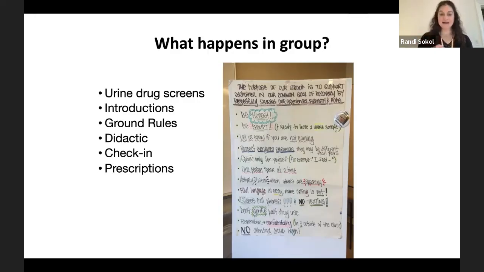So we read our ground rules, then we do some kind of brief didactic, which I'll talk about in a second. But most of our time is spent people going around checking in, and they talk about their week, what's going on. It can be drug related. It doesn't need to be drug related. And we get to know each other, and we support each other. When somebody's going through something that's difficult, others chime in. And then at the end, they all get buprenorphine prescriptions.